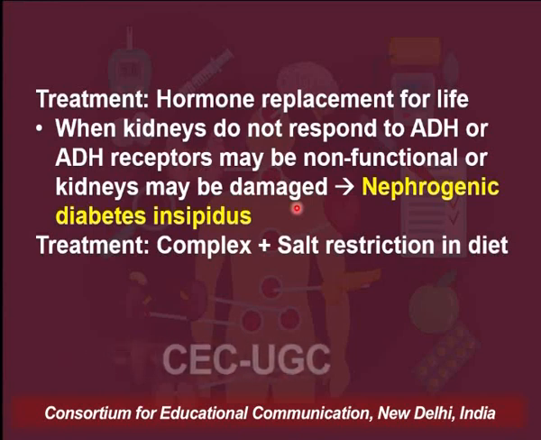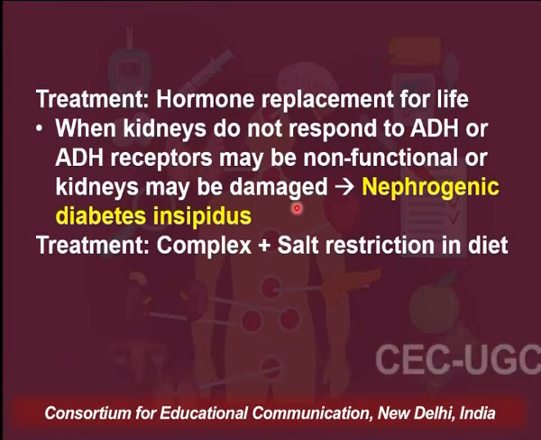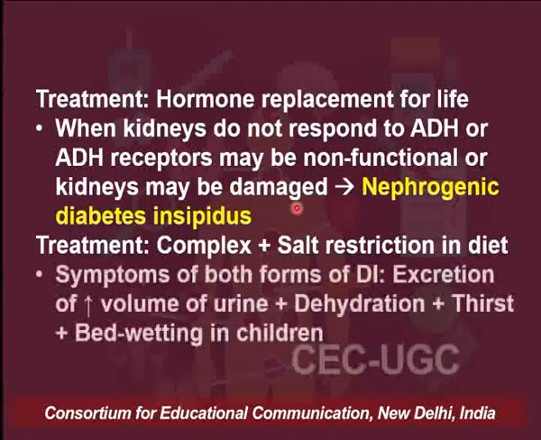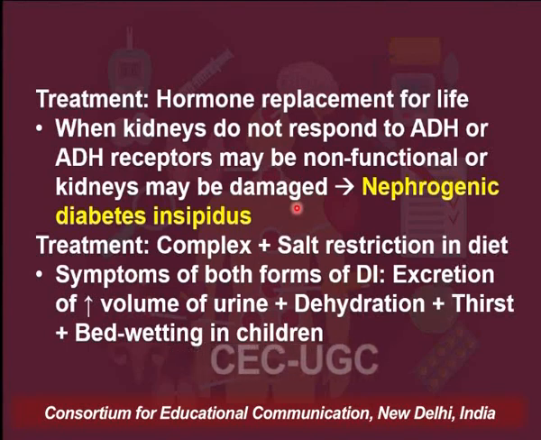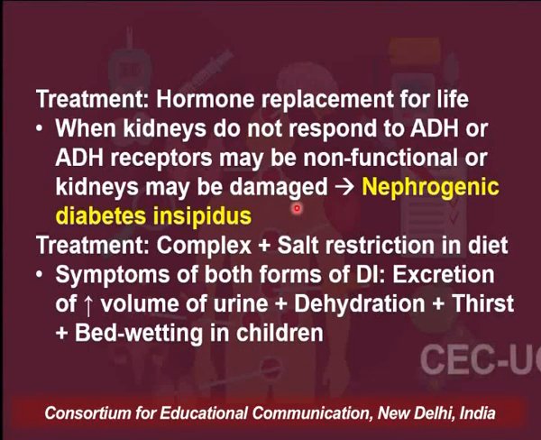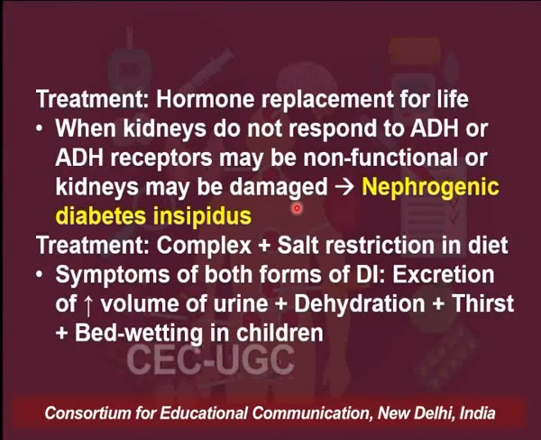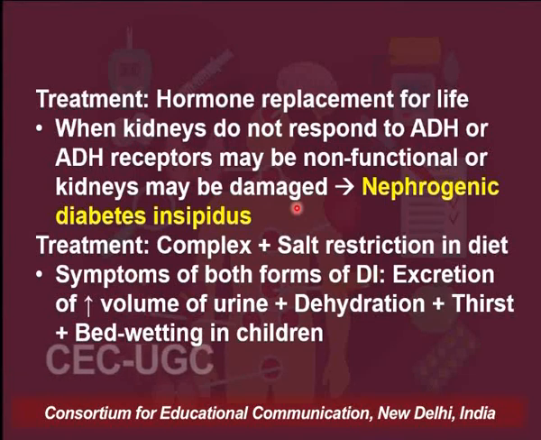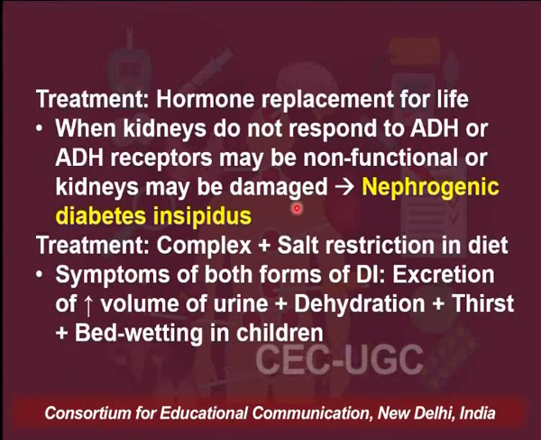So what is suggested here? It's quite a complex type of treatment in this situation, and generally it is suggested that salt restriction could be done in the diet. But the symptoms, if you see, for the nephrogenic as well as the neurogenic diabetes insipidus, are similar. So you relate to the function. I have just told you the function of vasopressin. It is acting on the kidneys, and then it is conserving the water and thereby reducing the loss of water through urine.